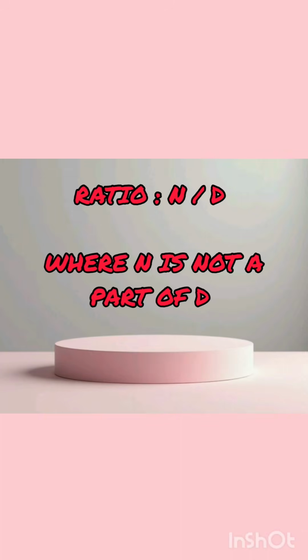Next up, we have ratio, where n is not a part of d. Ratio is something similar to the number of boys in a class to the number of girls in a class. Those are two different entities.